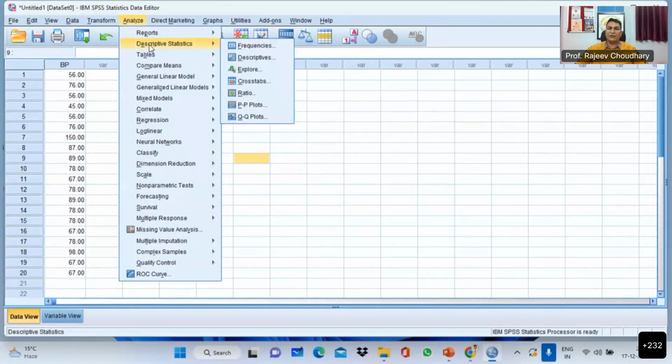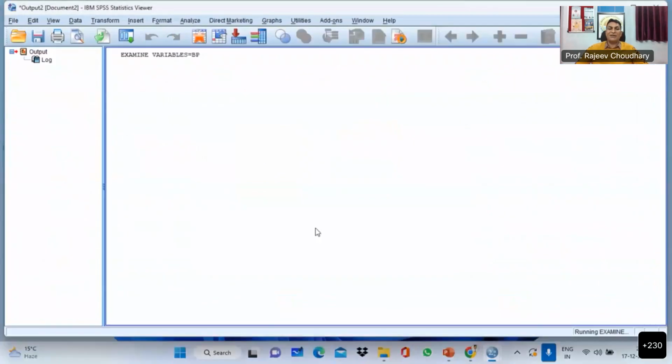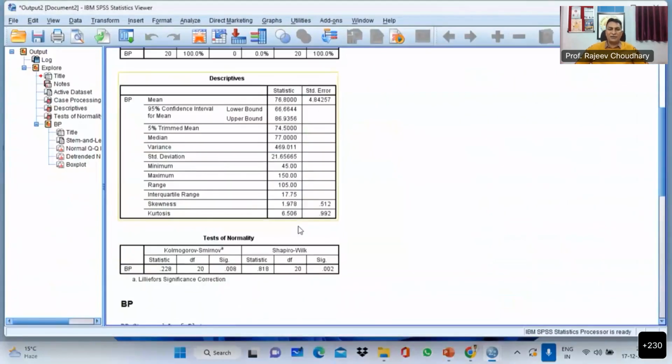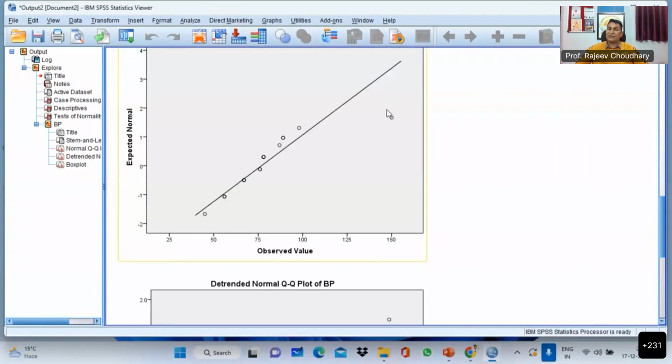Go to Descriptive, go to Explore. Okay, you will see the value of skewness is 1.97, and see the value of kurtosis, 6.50. It means it's non-normal. And see the QQ plot. See, this score is scattered away from this standard line. On the basis of that, we can say that yes, since the data is non-normal, we cannot apply parametric, we have to apply a non-parametric technique.